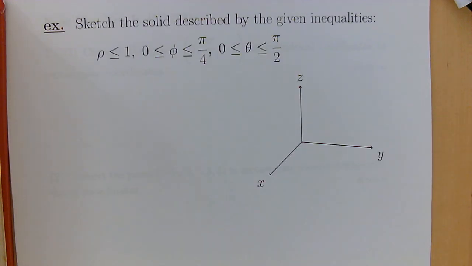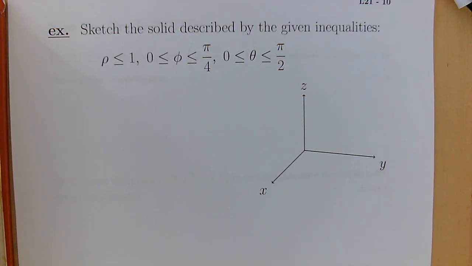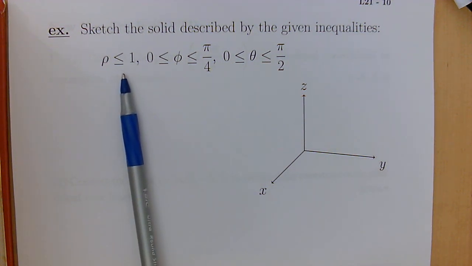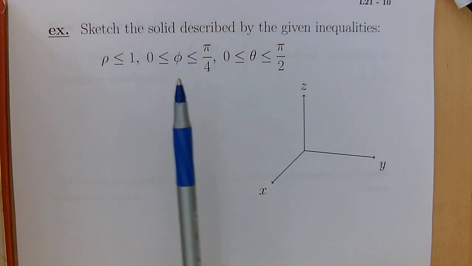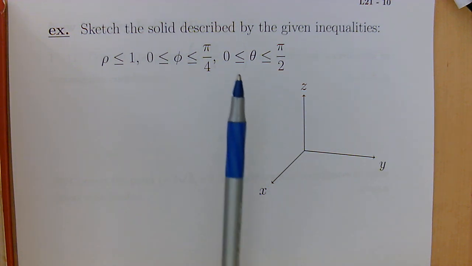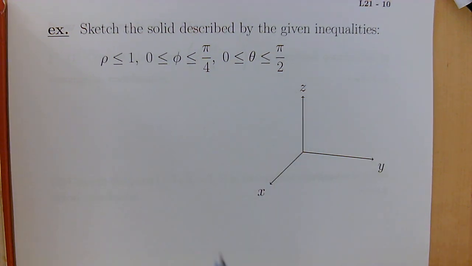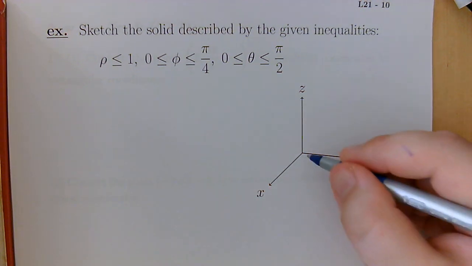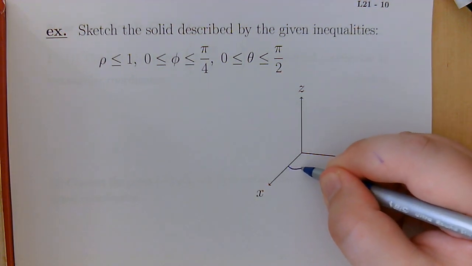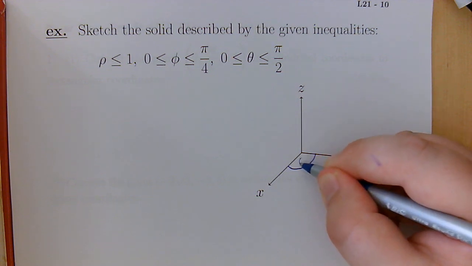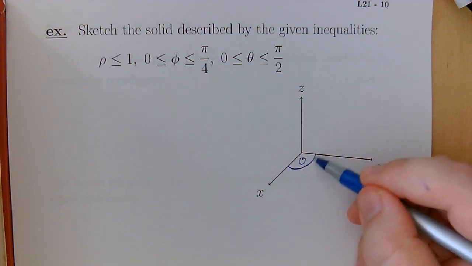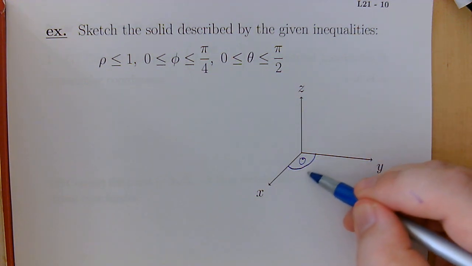All right, and finally, let's do another one with spherical coordinates here. So we're going to sketch the solid described by the given inequalities. So rho needs to be less than or equal to 1. Our phi needs to be between 0 and pi over 4. And our theta needs to be between 0 and pi over 2. All right, so let's take a look at each of these. So our theta restriction has us in here. So this is theta between 0 and pi over 2.